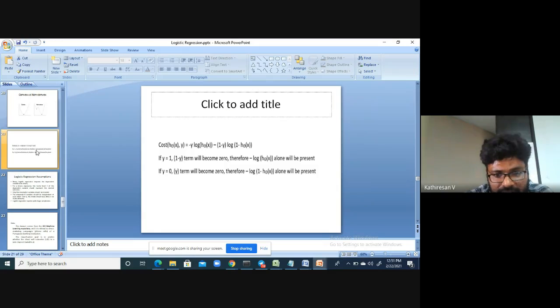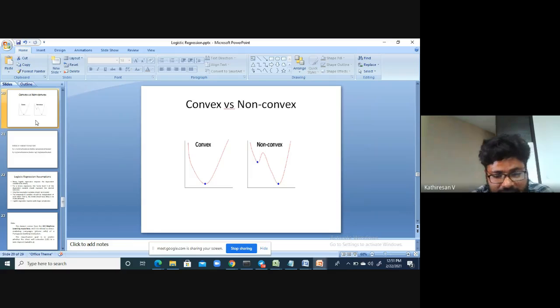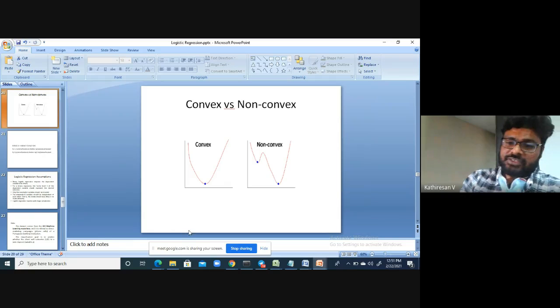Okay, see, if y equal to 1, the minus term will become 0. So this is the case. Yes, I hope you understand the difference between convex and non-convex?